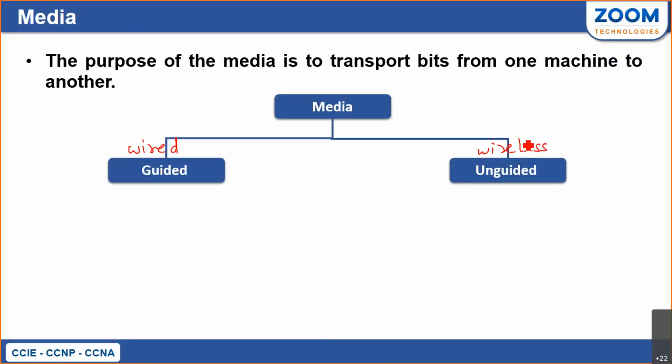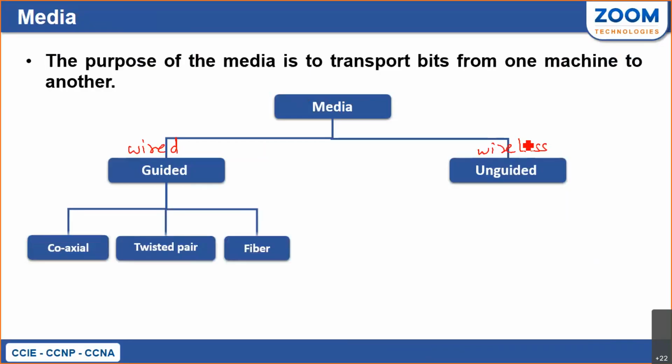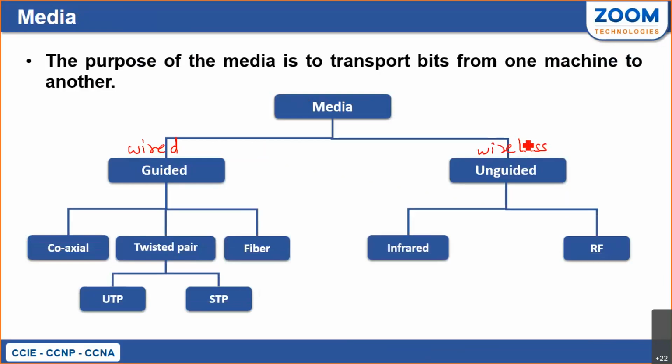It's unguided media. But wire is guided. All the data must pass through the wire, so proper guidance is there. In guided media, we have different types of cables: coaxial cable, twisted pair cable, and optical fiber cable. In twisted pair, there is unshielded twisted pair and shielded twisted pair. And unguided includes infrared waves, which are the Bluetooth signals, and radio frequency waves, which are the Wi-Fi signals.